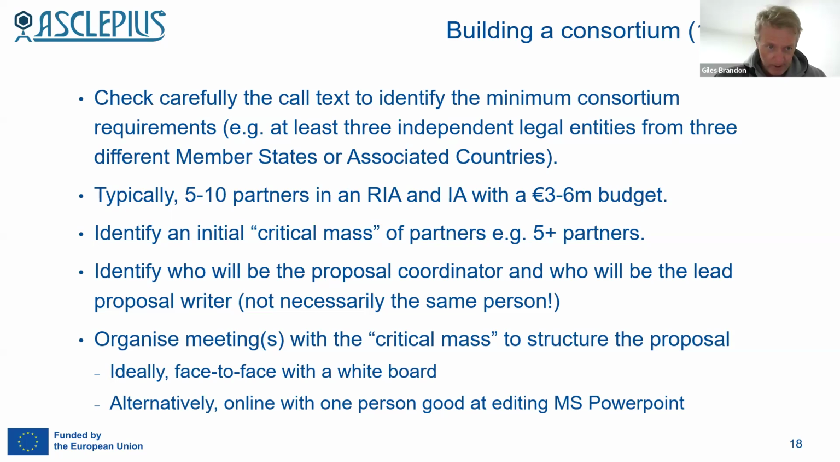Now, in the initiation phase, you're not going to have your full consortium like that, click your fingers, you've got 10 partners. No, of course not. What you need to do is identify an initial critical mass of partners. So say about 5 or more partners, and from amongst those, identify who will be the proposal coordinator and who will be the lead proposal writer. Put in brackets, not necessarily the same person. Usually the coordinator is the proposal writer, certainly for research and innovation actions, but it's not always the case.